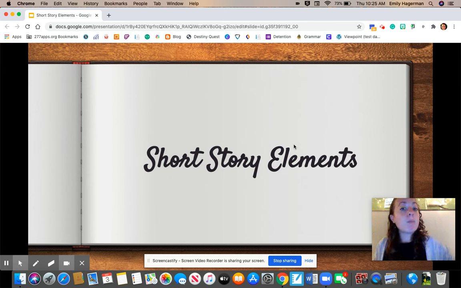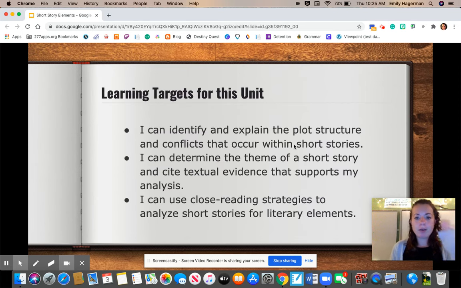So for some of you, it might be review. For some of you, it might be completely new, and that's okay. We're all just going to get on the same page here. Now, with short stories, we have some learning targets for the unit, and this is what you're going to be tested on at the end of the unit. So these are things to always check back in and make sure, hey, am I getting there? Do I think I can do this independently with a new story?